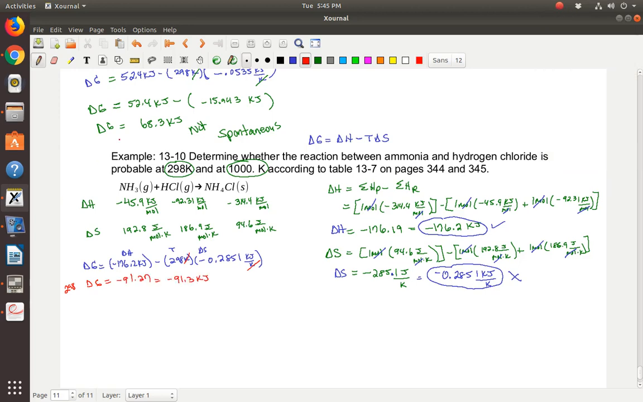All right, so for the first one, I get that the delta G is a negative 91.3, which makes this probable or spontaneous. Now we're going to do the same thing, but with 1,000 kelvins, and try to see if that one would be probable. So I'm going to put this off to the side. This is for the 1,000.